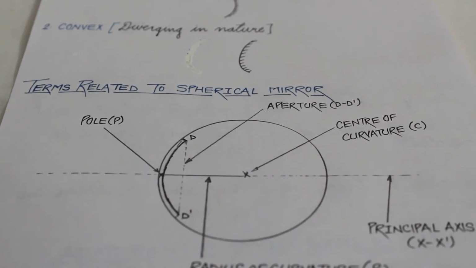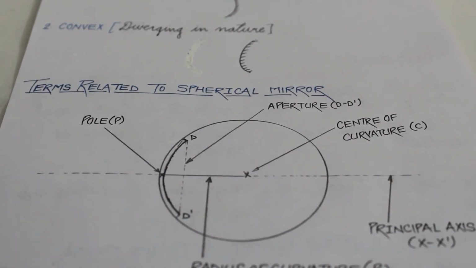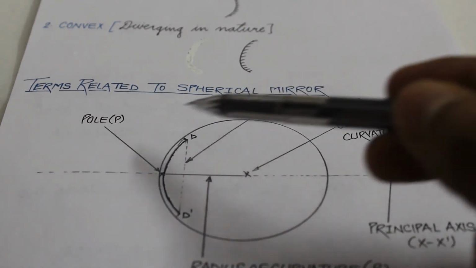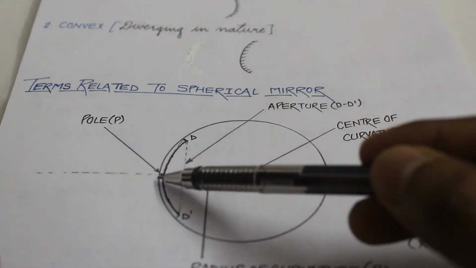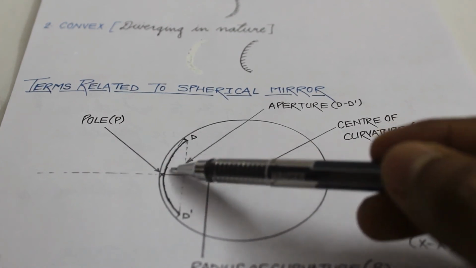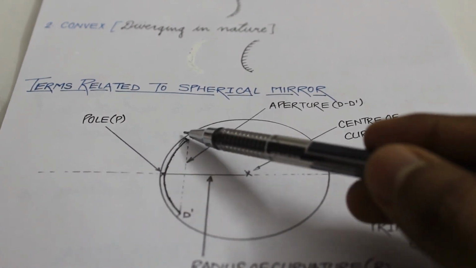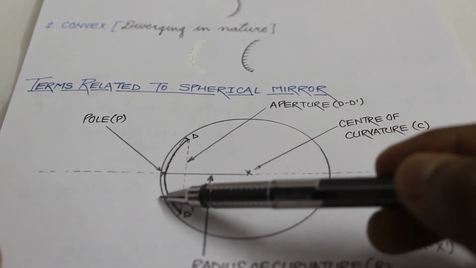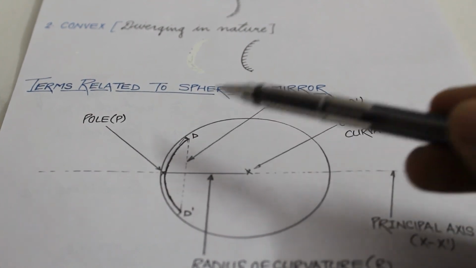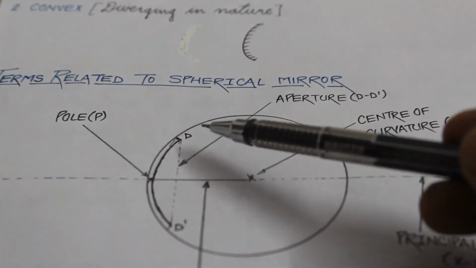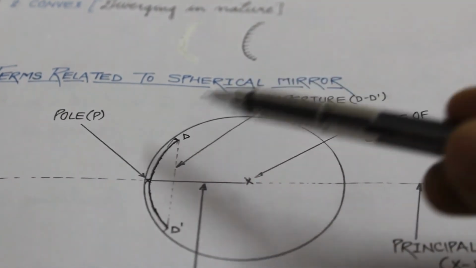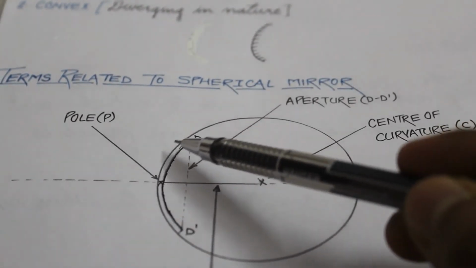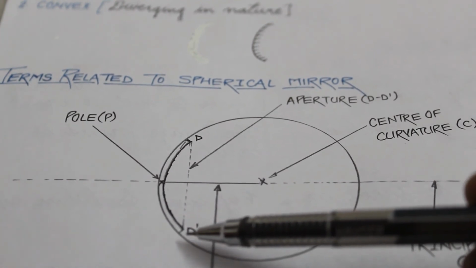Now we'll study terms related to spherical mirrors. As I have already told you, spherical mirrors are basically a portion of a sphere of glass. Let us assume that this is a sphere of glass. This is a small portion which I will cut, and if I paint it over here, it will become a convex mirror. And if I paint it over here, it will become a concave mirror. See, this is a thickness. The actual mirror is not this thick, but for understanding purposes, I have drawn a diagram to show this thickness. So this is a glass sphere from which this portion will be cut out, which will behave as a mirror.